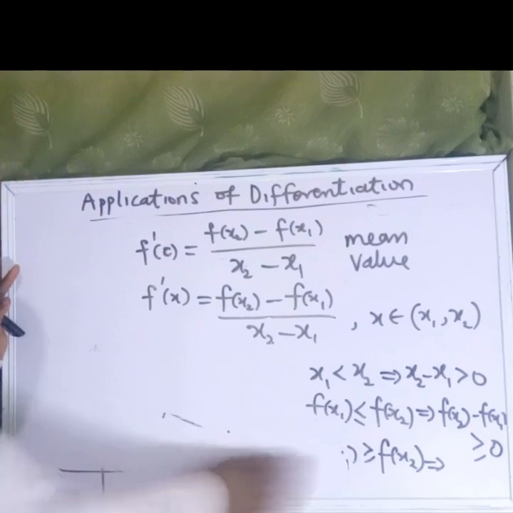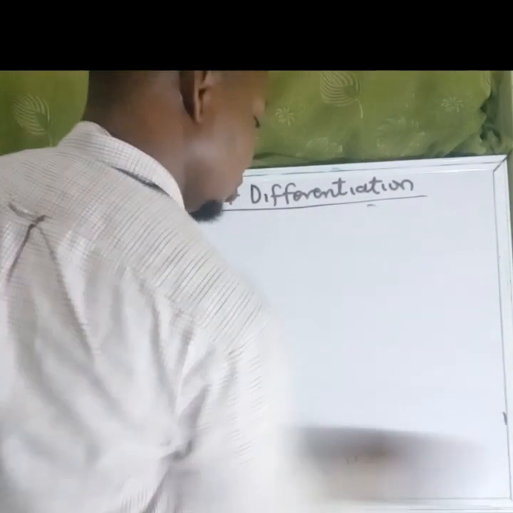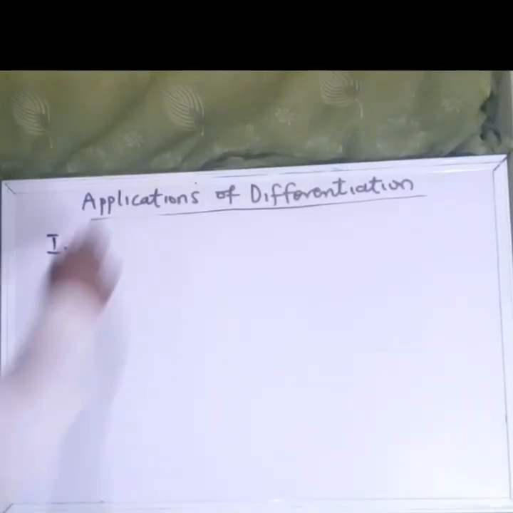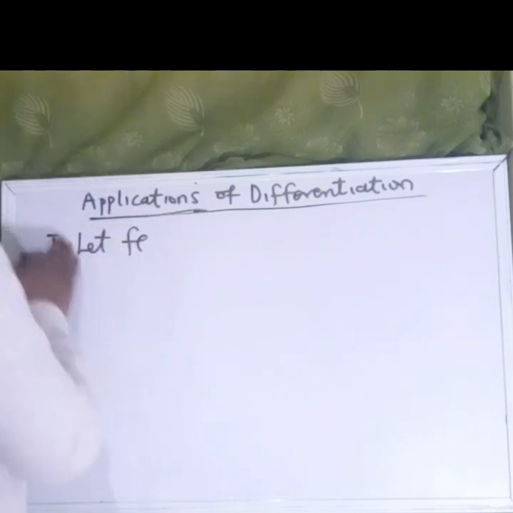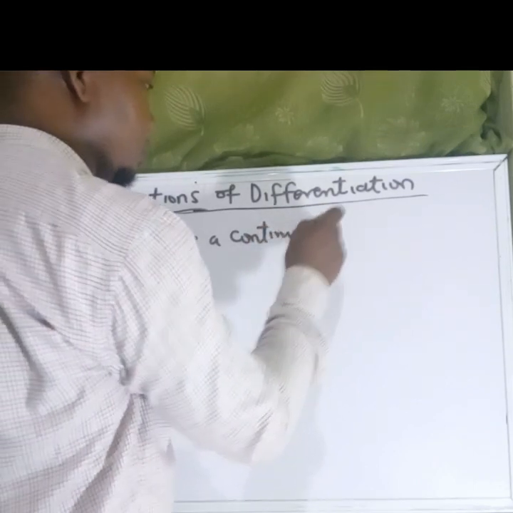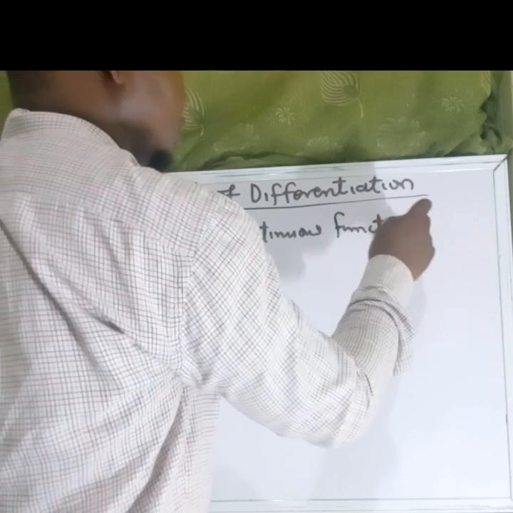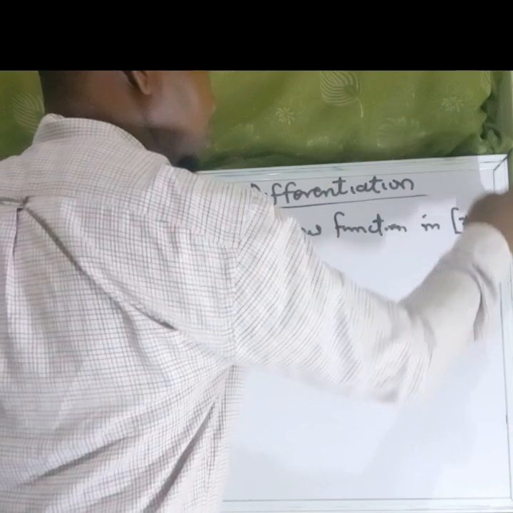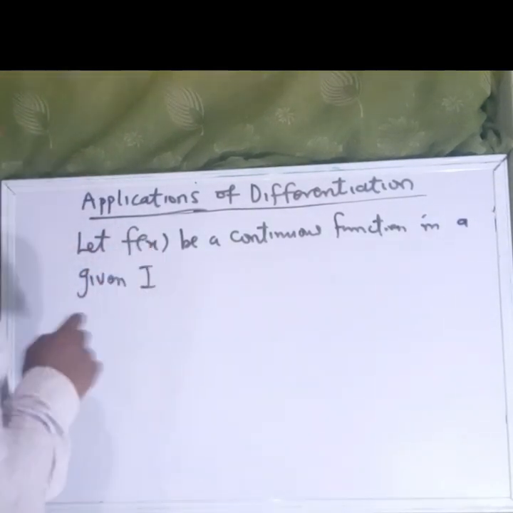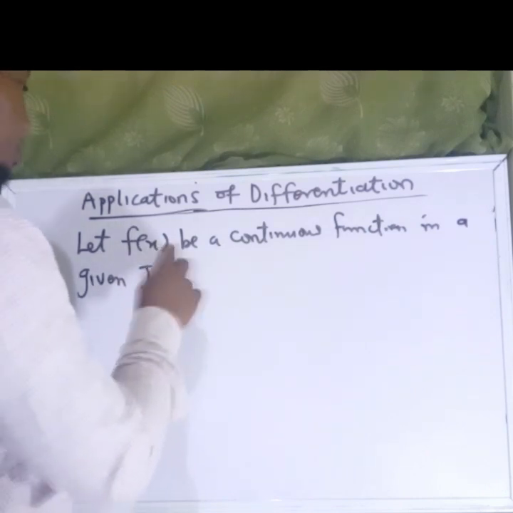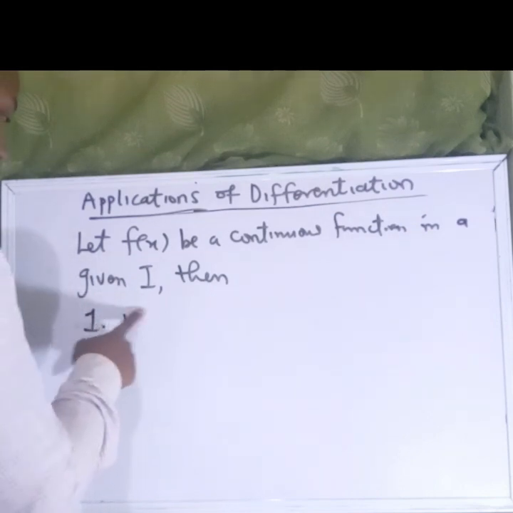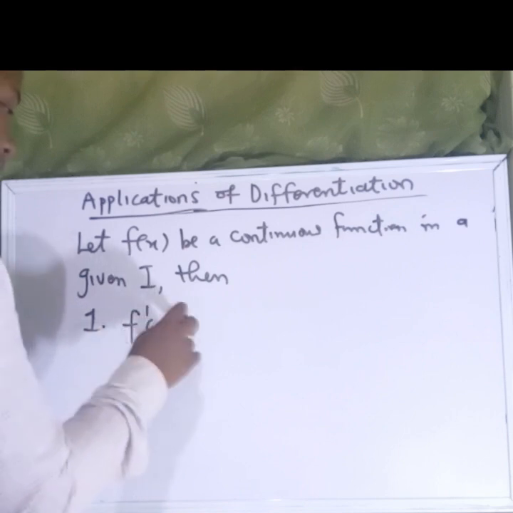So two things now you want to note. So let f of x be a continuous function in a given interval, then one, let's say one, f prime of x is positive.